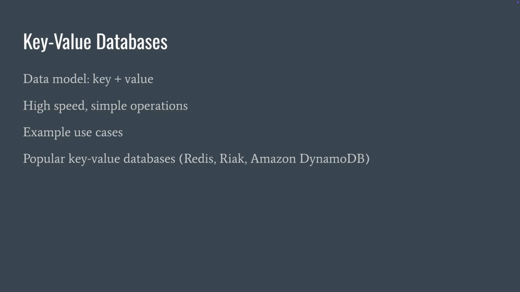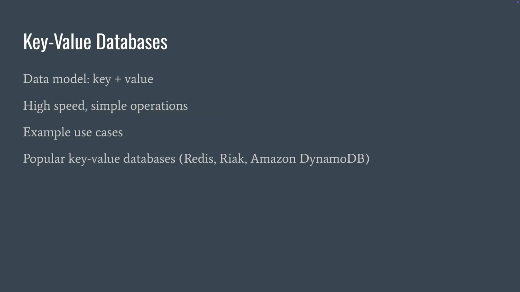Let's go over each. First is key value databases. Key value stores are the simplest form of NoSQL databases. Each entry in the database consists of two parts, a unique key and a corresponding value. You can think of it like a hash table, but distributed.